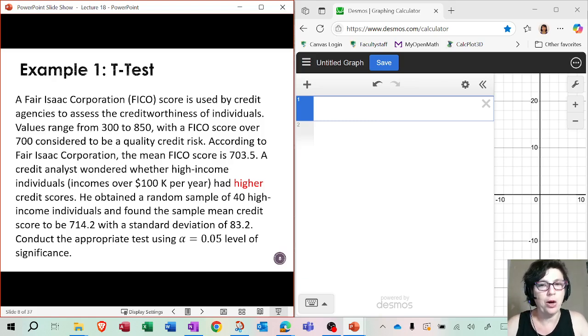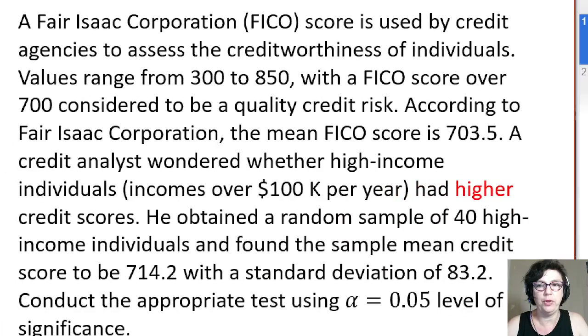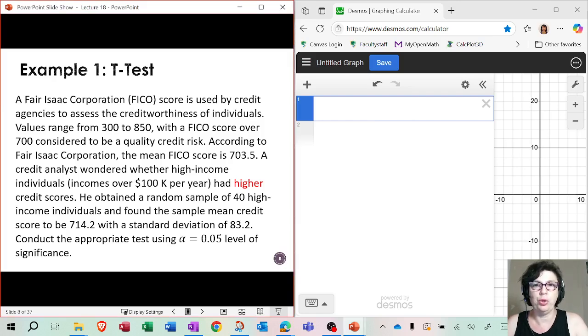Okay, see how it says, a credit analyst wondered whether the high income individuals had higher credit scores. So the moment you see that, that's the claim, right? Because they always say, we want to know that, or he wondered that it has higher credit scores, that will be your alternative hypothesis. So it's going to be the more than. It's going to be a right tail test.